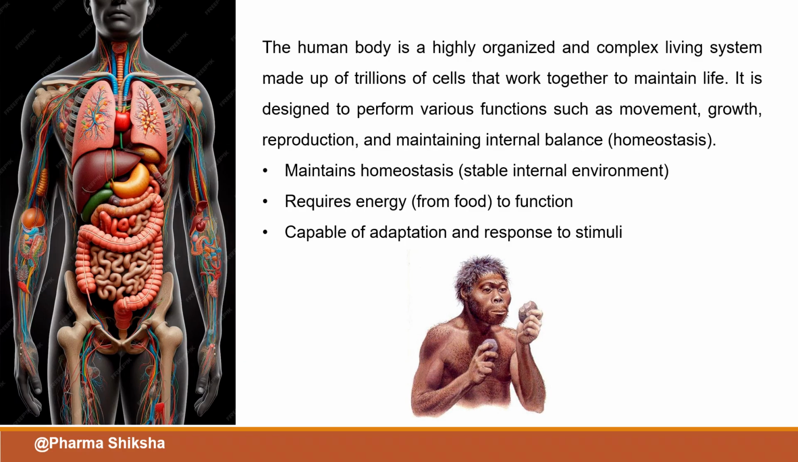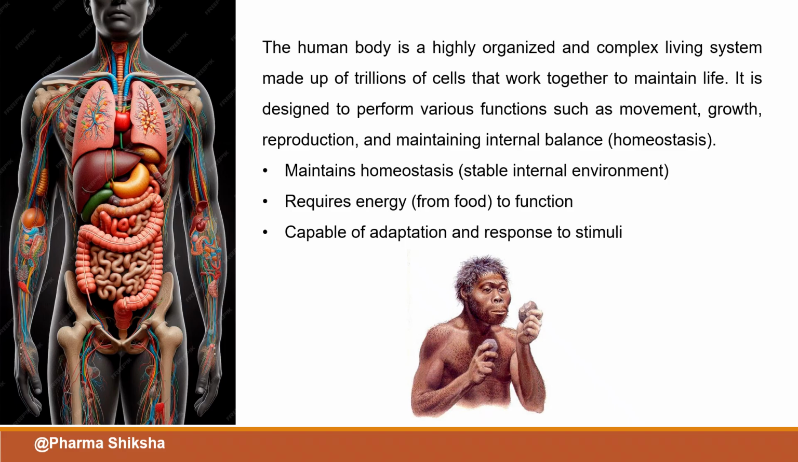The human body is a highly organized and complex living system. It is made up of trillions of cells that work together to maintain life. Each cell has specific functions, but all of them coordinate to keep the body functioning properly. The body performs several important functions like movement, growth, reproduction, and maintaining internal balance, which is called homeostasis. For example, temperature: if any change occurs in the outside temperature, our body will change the internal temperature accordingly.